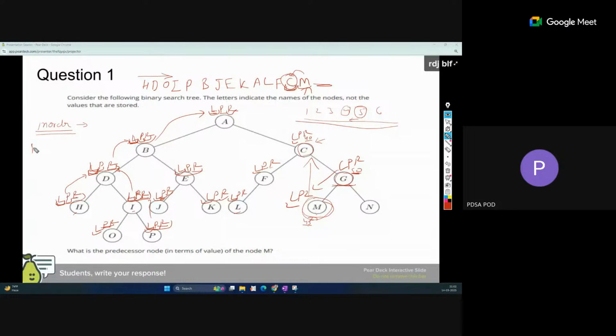In pre-order, we follow the steps: first print the current node, then left, then right recursive call. In post order, we follow the steps: left recursive call, then right recursive call, and then print current node. This is the only change in these.